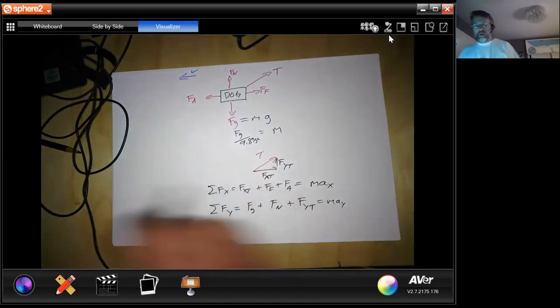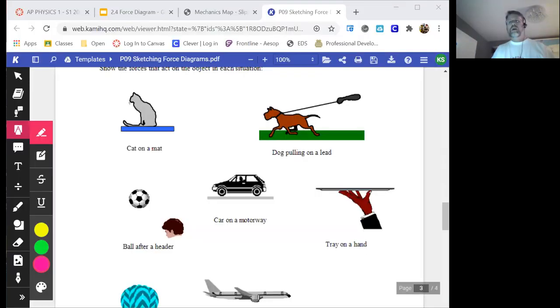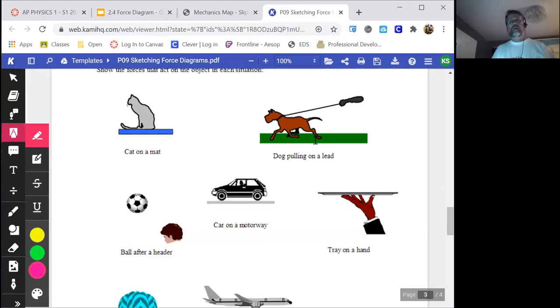So those are the beginnings of the assignment. And like I said, this was taken straight off of the dog pulling on the leash drawing. So you're just going to add in all the arrows. You don't have to worry about adding anything up yet. So this is going to go super fast.